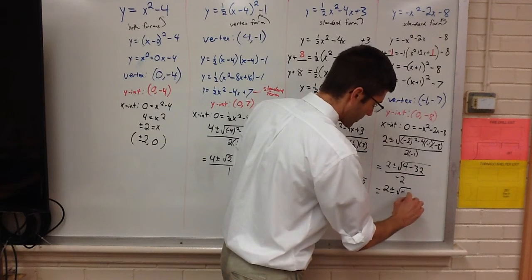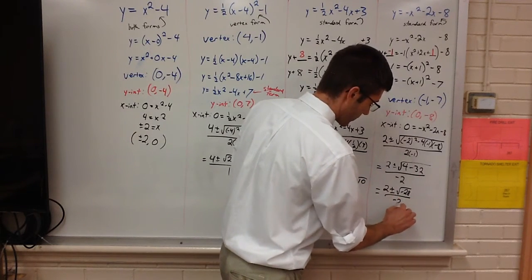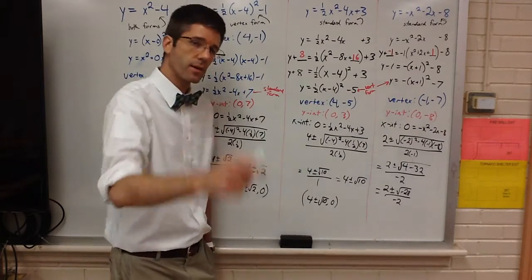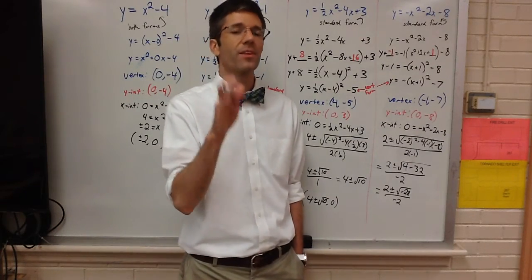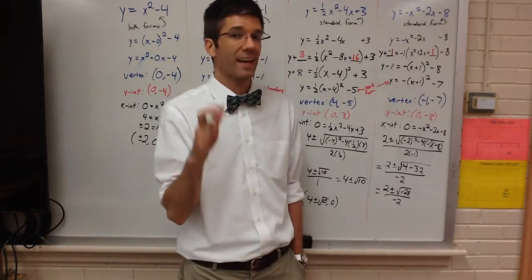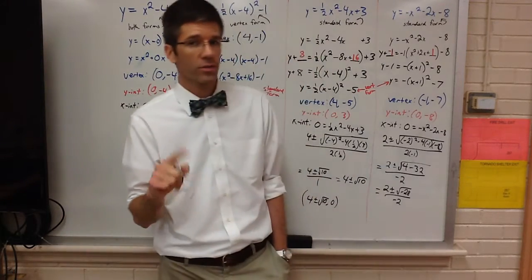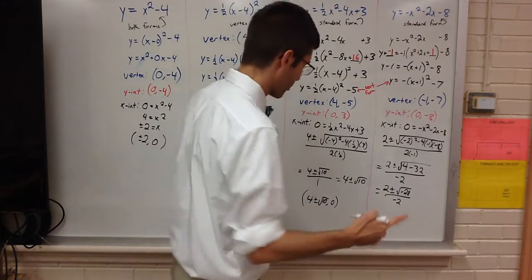Negative 28. Oh my goodness, we're taking the square root of a negative number. That's awful. That's okay. It's actually okay. When we take the square root of a negative number, it is imaginary, which means this one will not cross the x-axis. I am not going to write this as an x-intercept. I'm not going to write it as a coordinate.